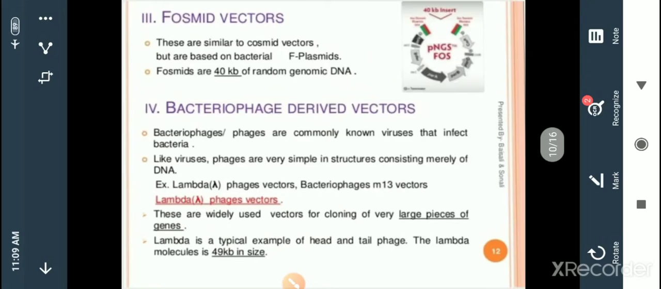And bacteriophage derived vectors are derived from bacteriophages. Bacteriophages are nothing but viruses. Phage means viruses which depend on bacteria; they attack the bacteria. Examples of these are the lambda phage vector and the bacteriophage M13 vector. These two are in very high demand, and they are more preferable for animal biotechnology.